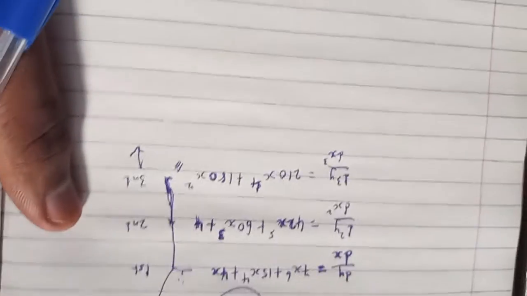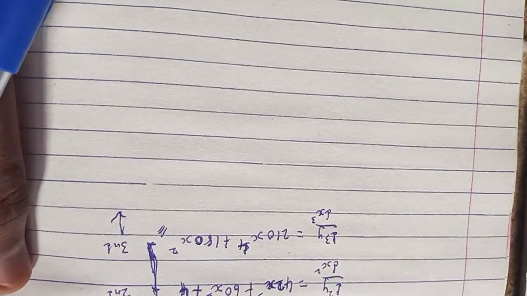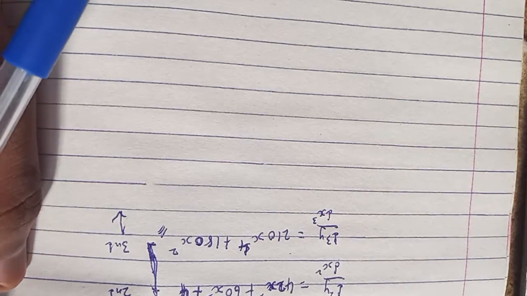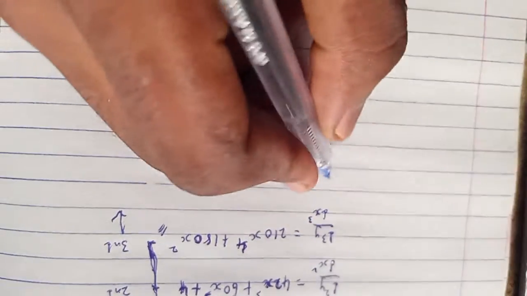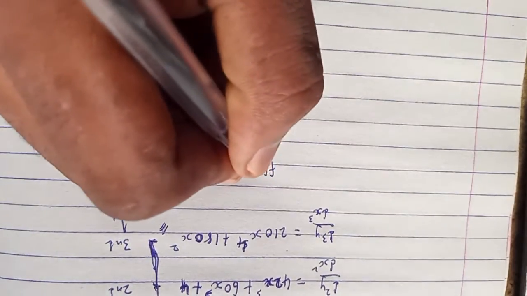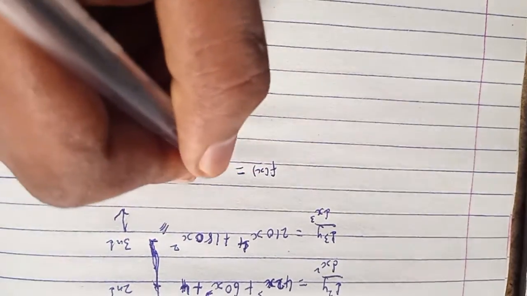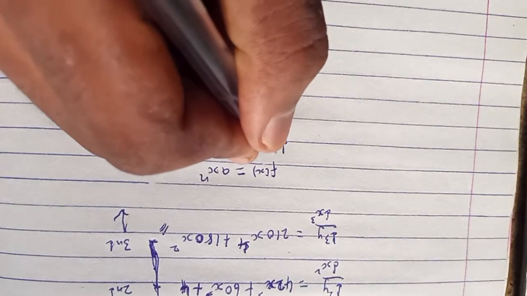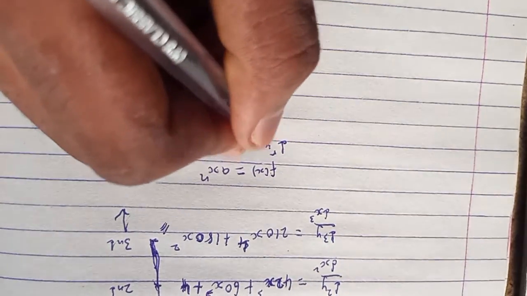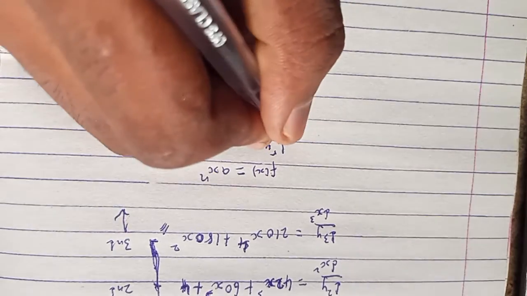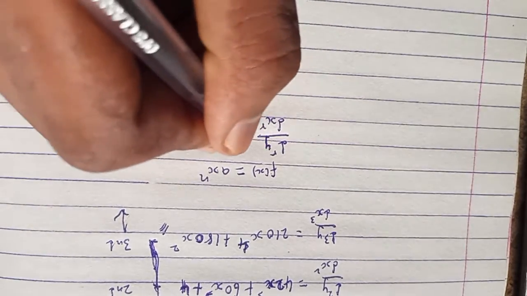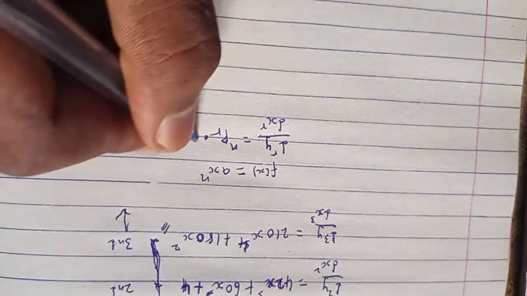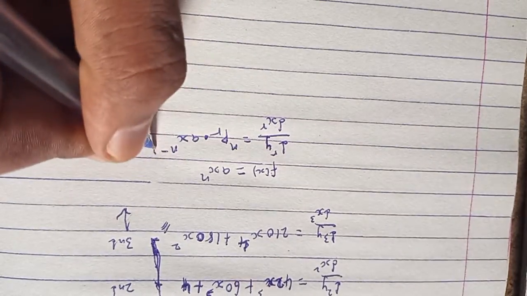So let's move on. I'm really going to show you how to use a shortcut to get that. So the shortcut is, when you have a function f of x is equal to ax to the power n, then we have the r-th derivative d^r y over dx^r to be equal to n permutation r multiplying by ax to the power n minus r.